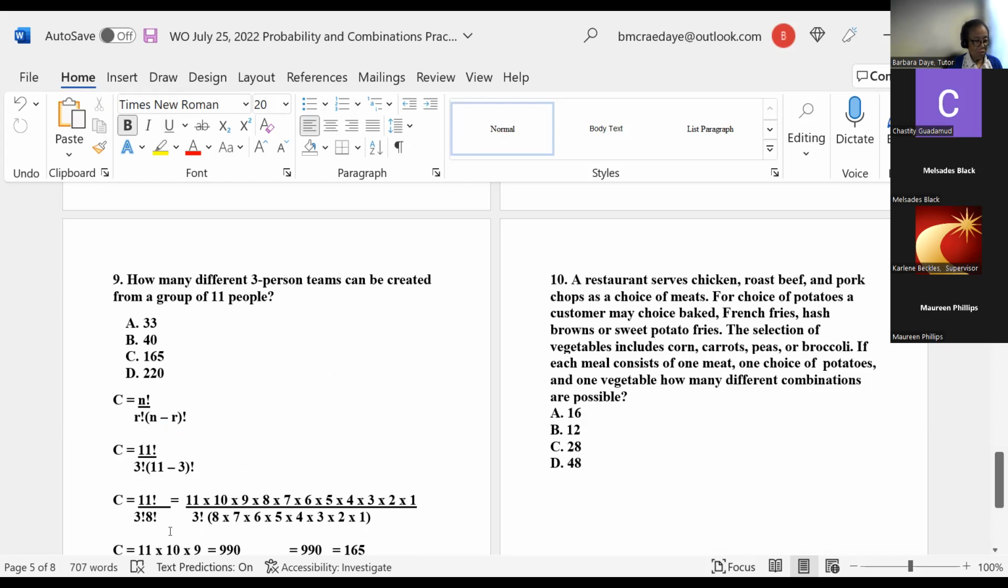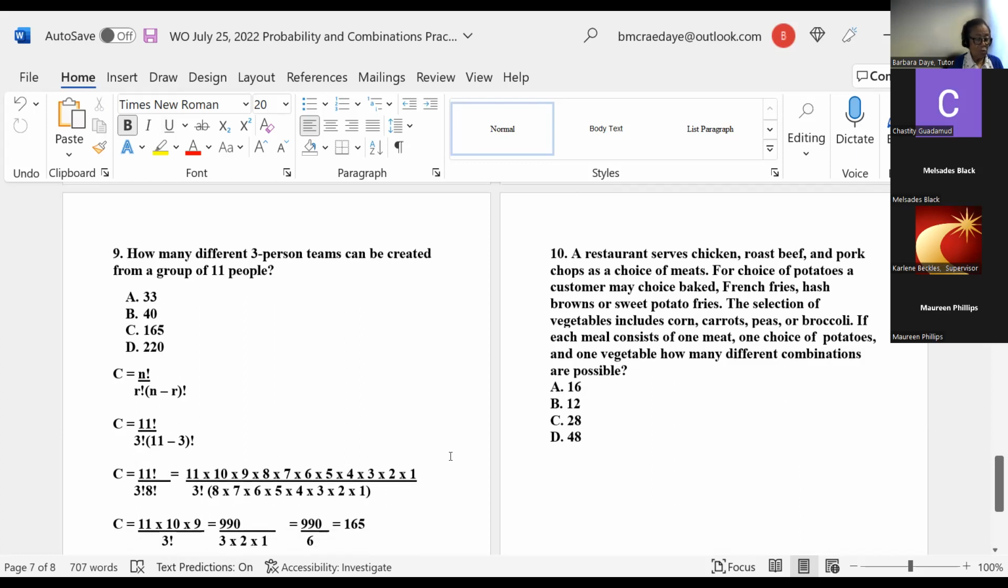8 factorial comes out because 8 factorial is part of the 11 factorial. So that 8 factorial is right here. We take that out and we're left with 11, 10, and 9. We multiply that out, divide that by our 3 factorial, which is 6.